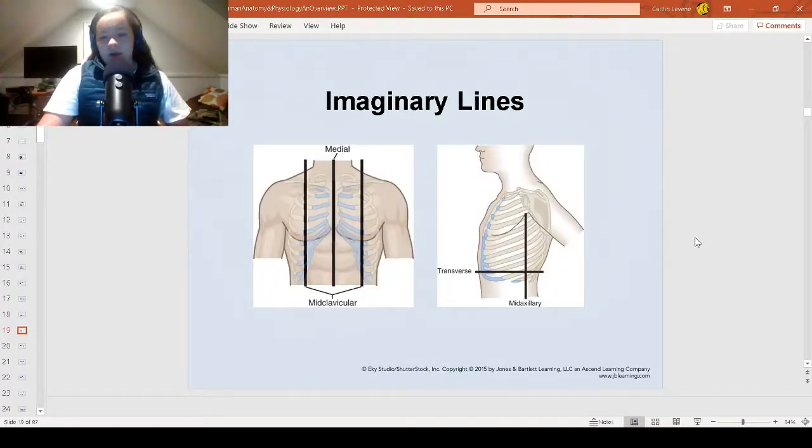Here we have a diagram showing all of these lines. We have the medial, which would cut down here, the mid-clavicular, which would cut about an inch from the nipple, the transverse, which hangs just above the floating ribs, and the mid-axillary, which would show, if I turn my head to the left, right down the middle.